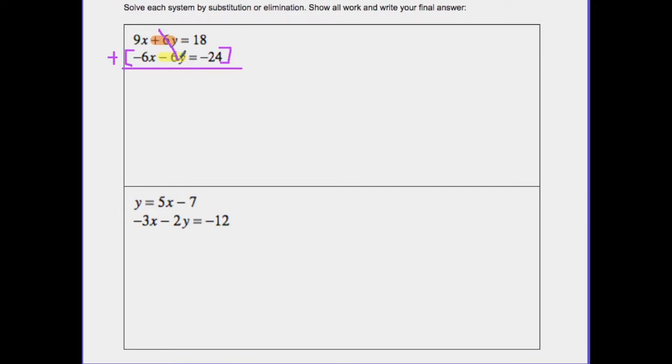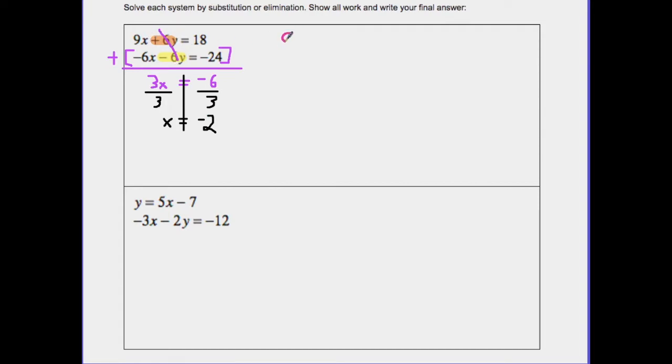So if I add those, I get no more y's. I get 3x. And here I get 18 plus -24, I get -6. So then I can solve this. I need to divide by 3, divide by 3. I'm going to get x is -2. And then I need to substitute that in for one of the original equations. I'm going to choose the first one.